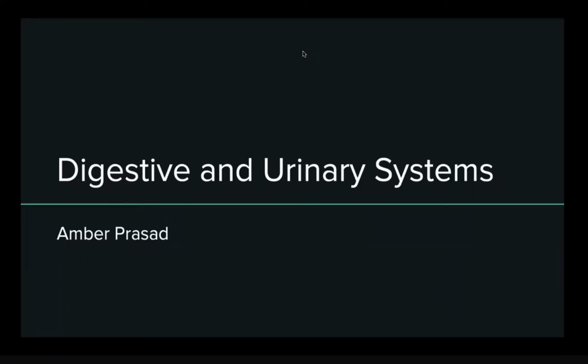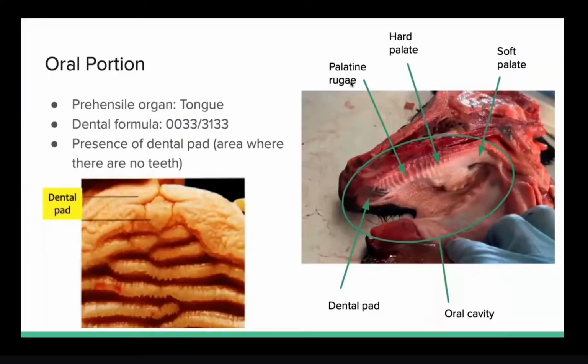Okay, so for my part of the bovine movie, I did the digestive and urinary system. So to start with the digestive system, we'll start at the oral portion. The prehensile organ of the cow is the tongue, and the dental formula is 0033/3133.